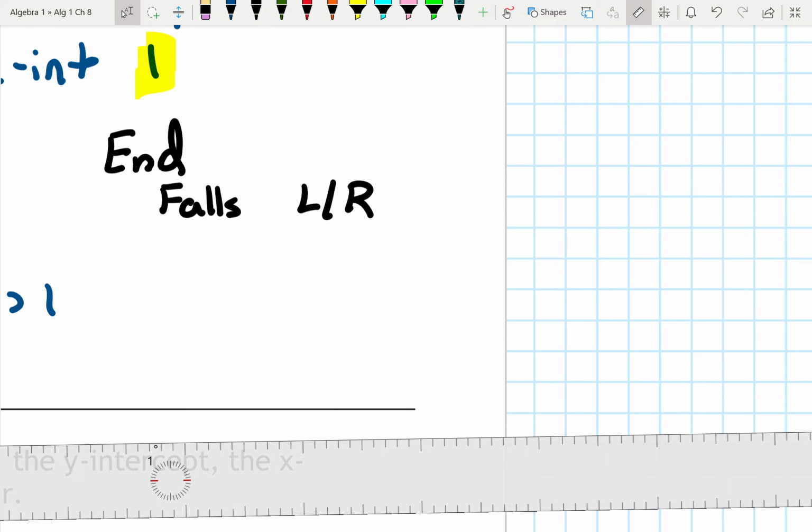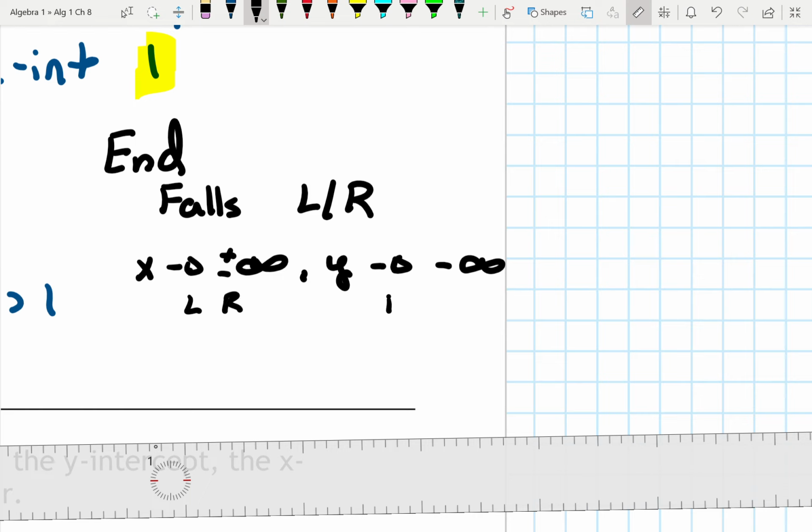And the way that I prefer is as x approaches positive or negative infinity, y approaches negative infinity. This means as x goes left or right, y falls. And the reason that I like this way of writing it more is because later on we're going to have what's called asymptotes, and we can use it to describe end behavior still.